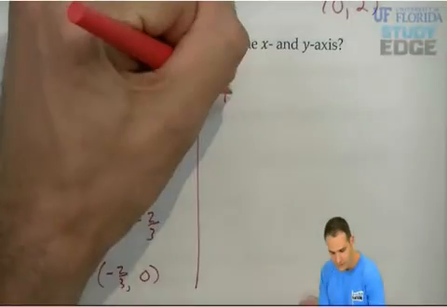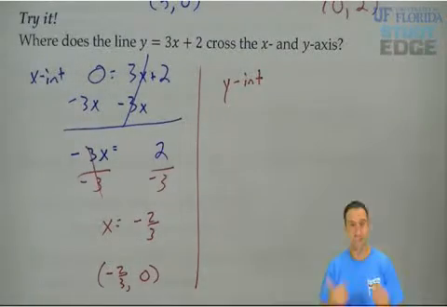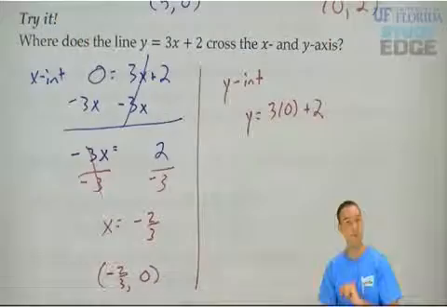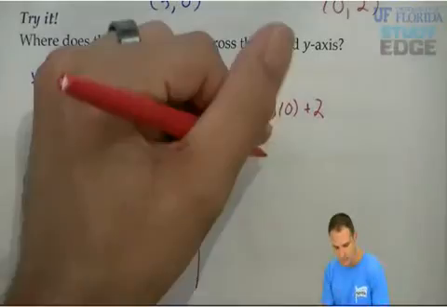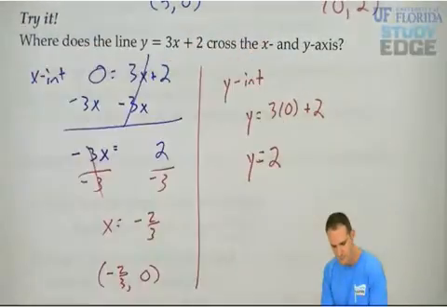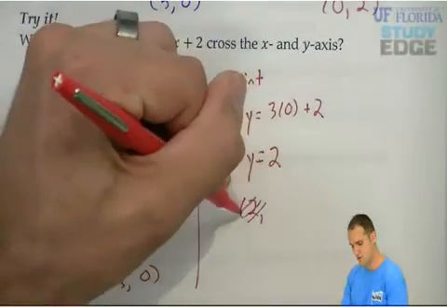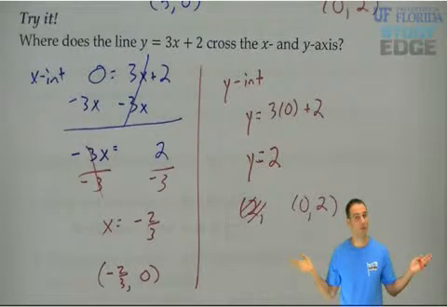Then, for the y-intercept, where the graph crosses the y-axis, you plug in a 0 for x. Y equals 3 times 0 plus 2. 3 times 0 is 0. 0 plus 2 will give you y equals 2. And that'll be the coordinate. Whoops, no. 0, 2. You've got to be careful about that, especially when it's multiple choice.